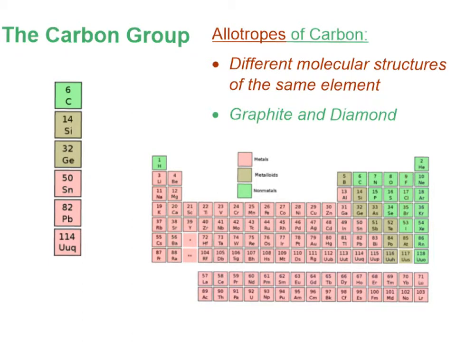Tin is combined with other metals to make bronze and pewter, for example. Lead used to be used a lot in paint, but it's very toxic, so it's no longer used in paint. It's used in car batteries, though.